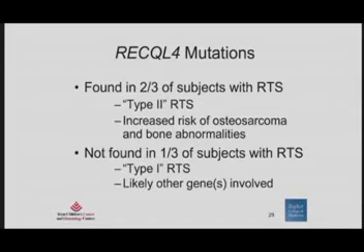In terms of RECQL4 mutations in RTS patients, they are found in 2/3 of subjects with RTS. We call these patients type 2 RTS, and they are at increased risk of developing osteosarcoma and of having bone abnormalities. RECQL4 mutations are not found in the other 1/3 of subjects with a clinical diagnosis of RTS, and we call these patients type 1 RTS. Their disease is likely due to other genes which have not currently been identified.